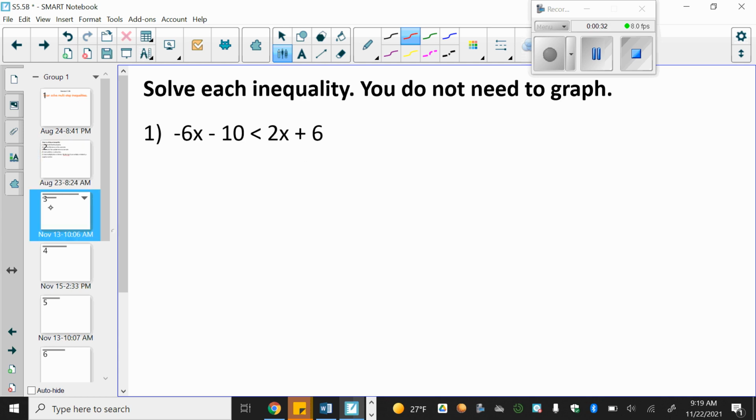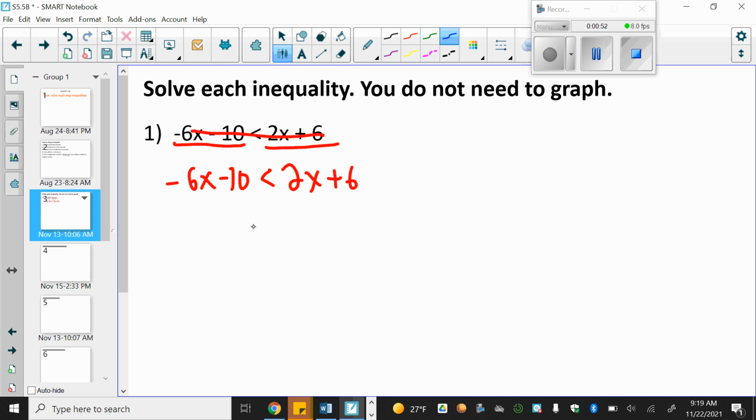Alright, let's start. First off, any distributive property? There's no parentheses, no distributive. Then let's look at one side at a time. This side, is there any combining like terms? Nope. Negative 6x minus 10. This side? Nope. 2x plus 6. No like terms.